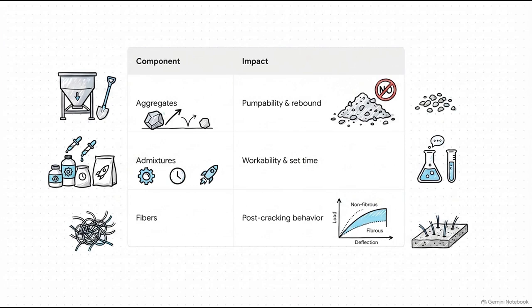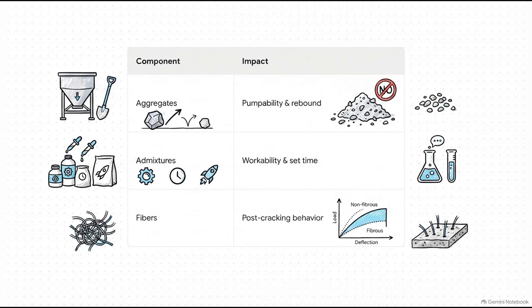Let's walk through these. Starting with aggregates, their size and grading completely change pumpability, rebound, finishability, and encapsulation. Now keep in mind, larger particles actually tend to rebound way more easily than smaller ones. So the material that actually stays on the wall can have a totally different composition than what was originally dumped into the hopper. Oh, and remember, rebound should never, ever be intentionally reincorporated into the work. Just don't do it.